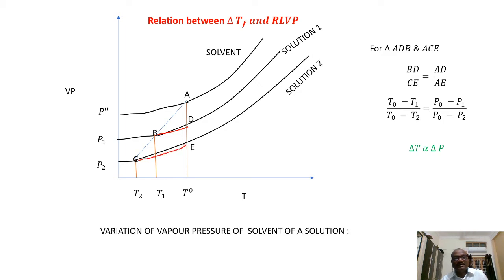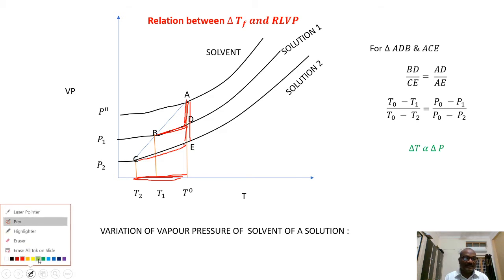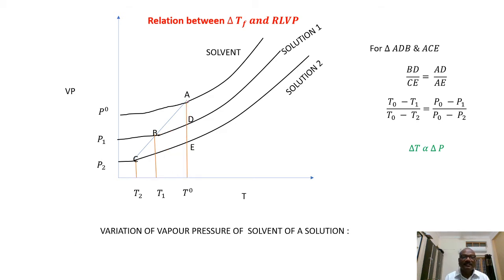So what is BD? Observing the diagram, BD is nothing but T0 minus T1. This is equivalent to this one approximately. So T0 minus T1. BD divided by CE means T0 minus T2. So BD divided by CE is equal to AD divided by AE. This is AD, and then another part is AE. So we can substitute these values from the graph.